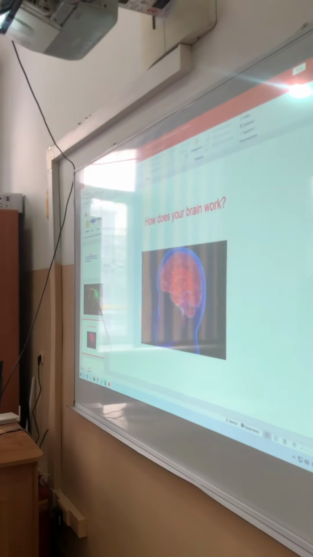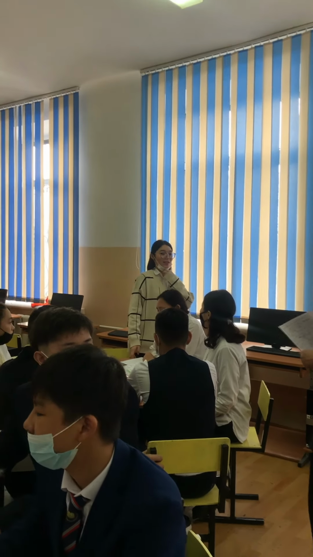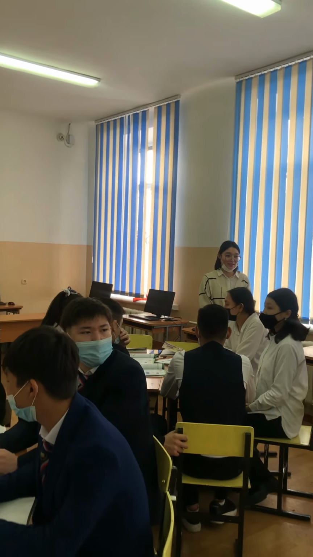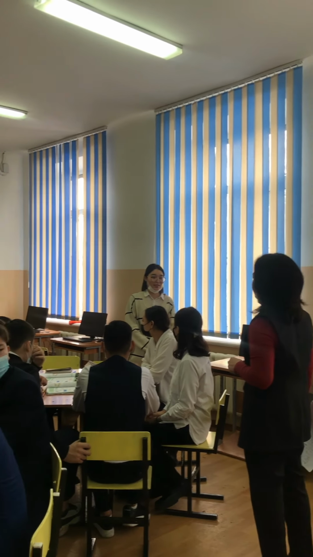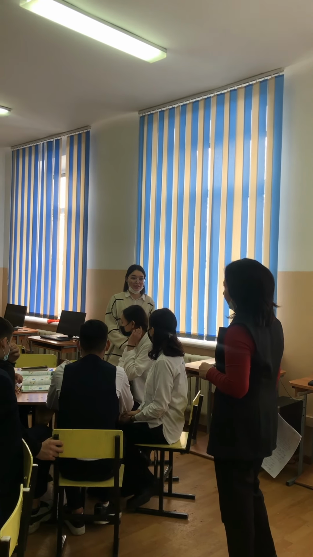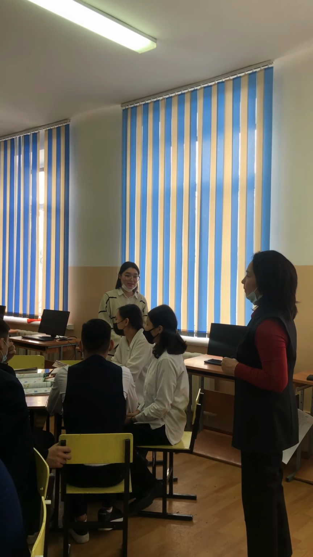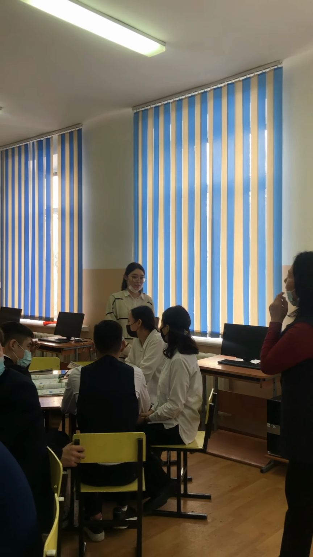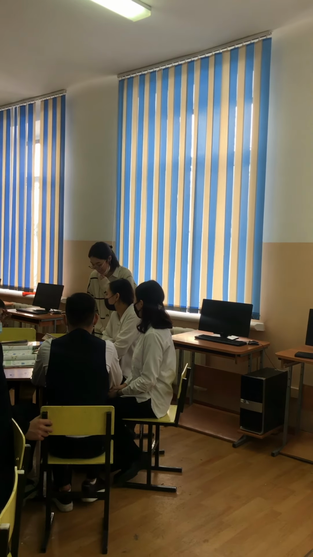How does your brain work? The nervous system controls the functioning of the body systems. The nervous system consists of the neuron and neuroglia. Neurons receive and transmit the signal. Neuroglia has a protective function.